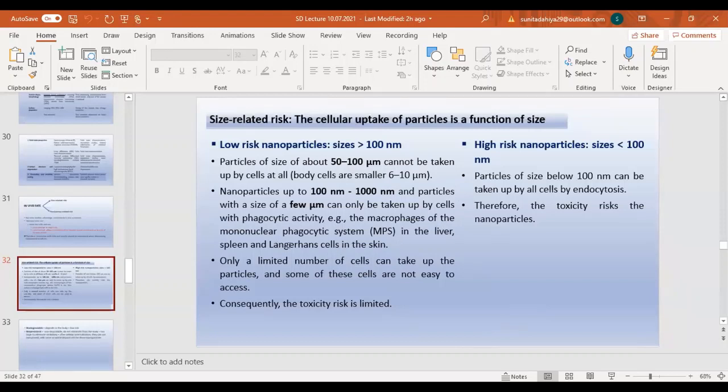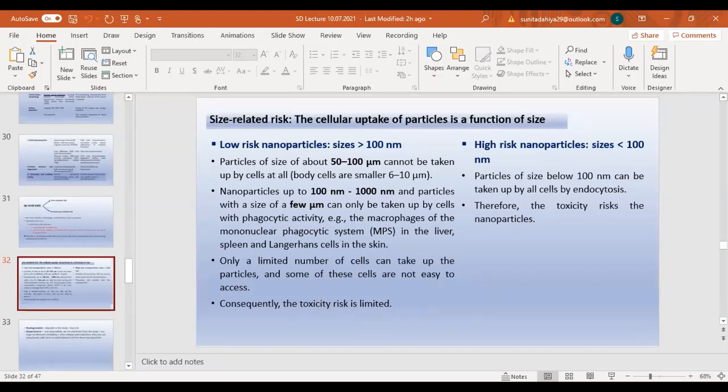Now we talk about the nanoparticles, that is 100 nanometer to 1000 nanometer, a broad size range, right? Even it can be up to a few micron, right? So they can be taken up by cells. As far as they are smaller than the size of the cells, they can be taken up by the cells, especially those cells which have phagocytic activity. For example, the macrophages of the MPS, that is the mononuclear phagocytic system, which is present in the liver and spleen, and also the Langerhans cells in the skin. Right? So they can be taken up by these particular cells.